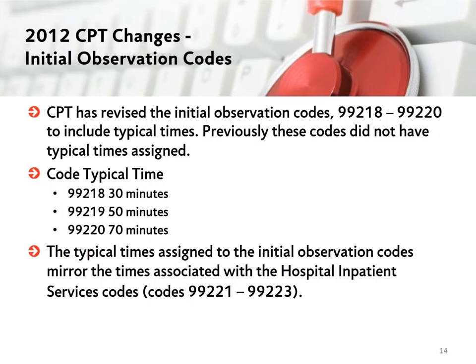For 2012, CPT has revised the initial observation codes ranging from 99218 to 99220 to include typical time. Previously, these codes did not have typical time assigned. So as you can see, each of the codes now has specific time. The typical time assigned to the initial observation codes mirrors the times associated with the hospital inpatient services.